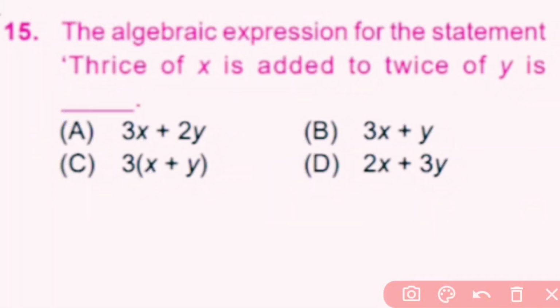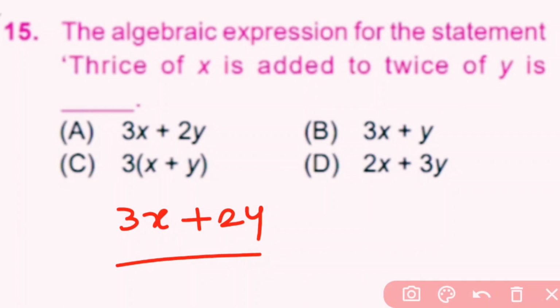Question number 15. The algebraic expression for the statement thrice of x is added to twice of y is. Here thrice of x means 3x, added to twice of y means 2y. The expression will be 3x plus 2y. Here A is the correct answer.